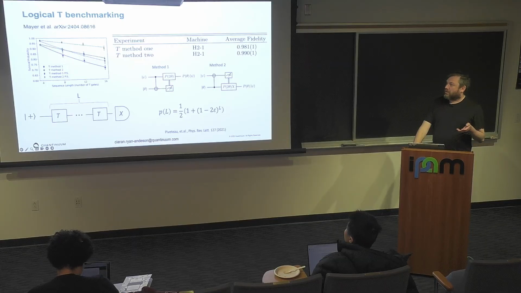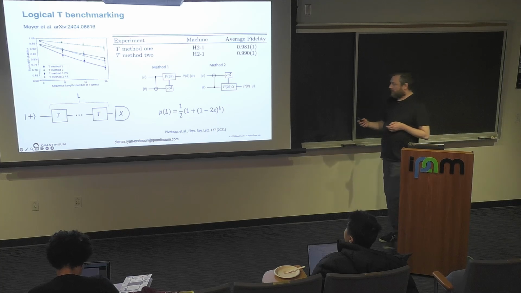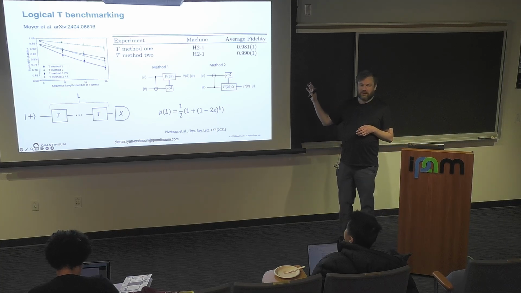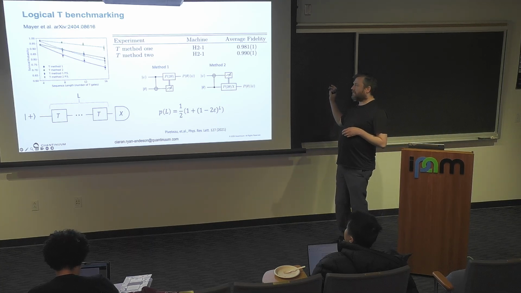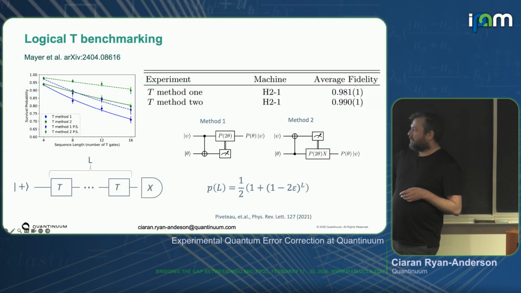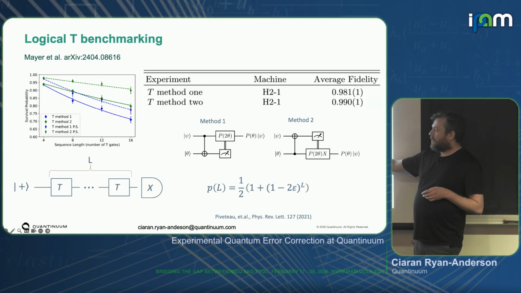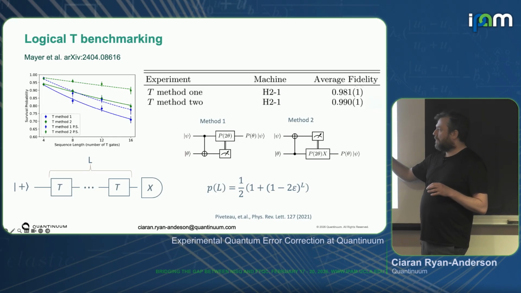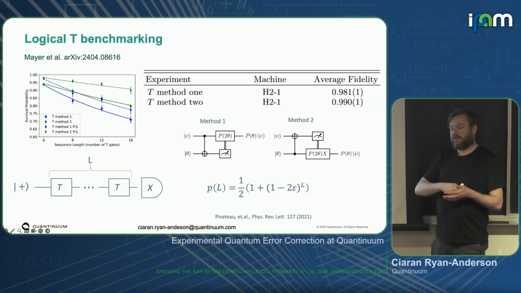Then he did logical T benchmarking. Essentially, he was trying these two gadgets. These are non-fault tolerant, I believe. He was trying out two different methods: the different ways that you inject a T gate.